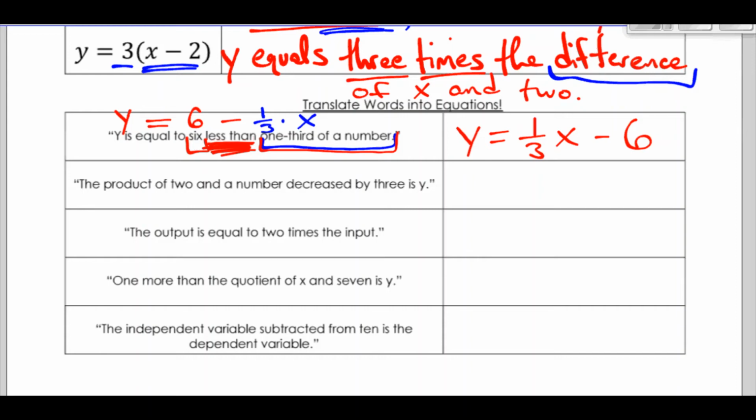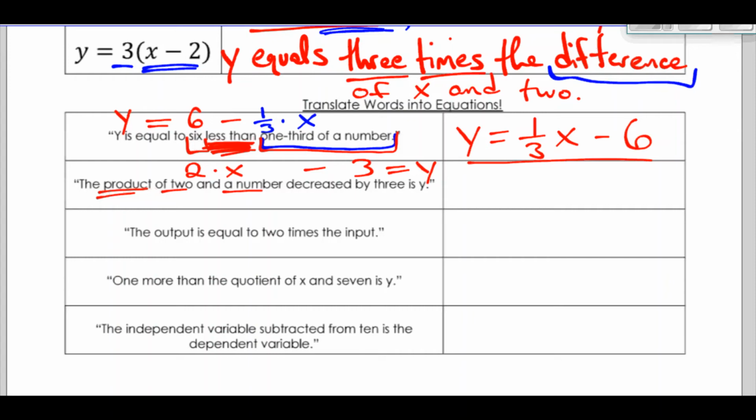Next one says the product, the multiplication problem between 2 and a number, is decreased by 3, and that is y. You can write it in that order, or I'm going to actually flip it around. I'm going to put the y in front. Generally, when we see functions, we're going to see the y up front. We're going to see this in what we're going to call slope-intercept form. So we can write it in that order, or we can flip the order around.